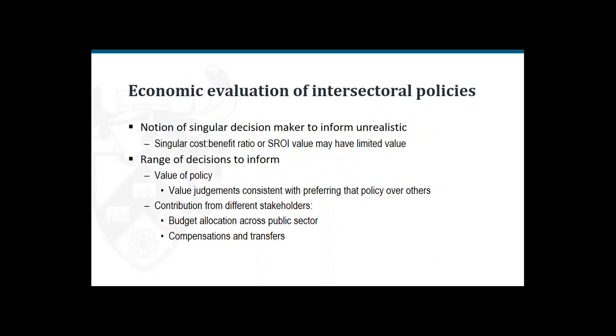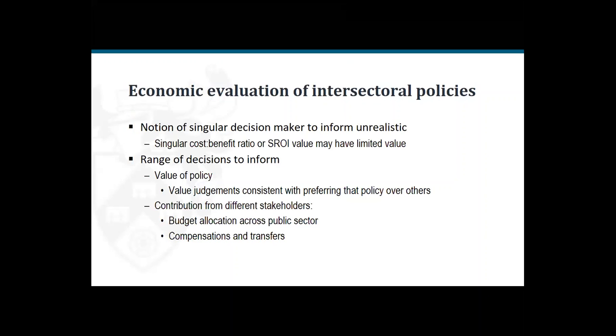The use of this impact matrix allows us to get away from this notion of a singular decision maker to inform with economic evaluation. So we don't provide information simply in terms of a single cost benefit ratio or a summary social return on investment value. It also allows us to think of the range of decisions the evaluations can help to inform.